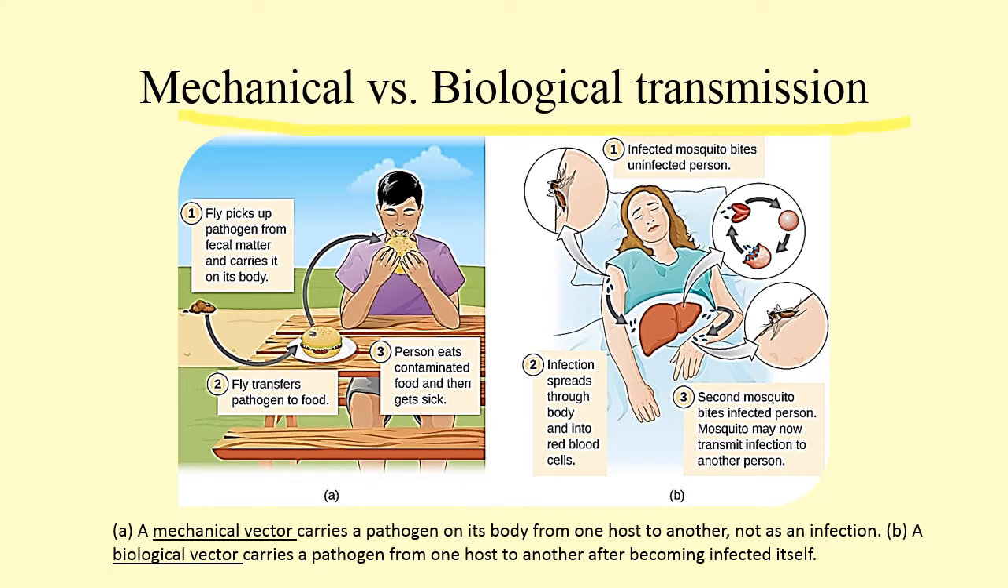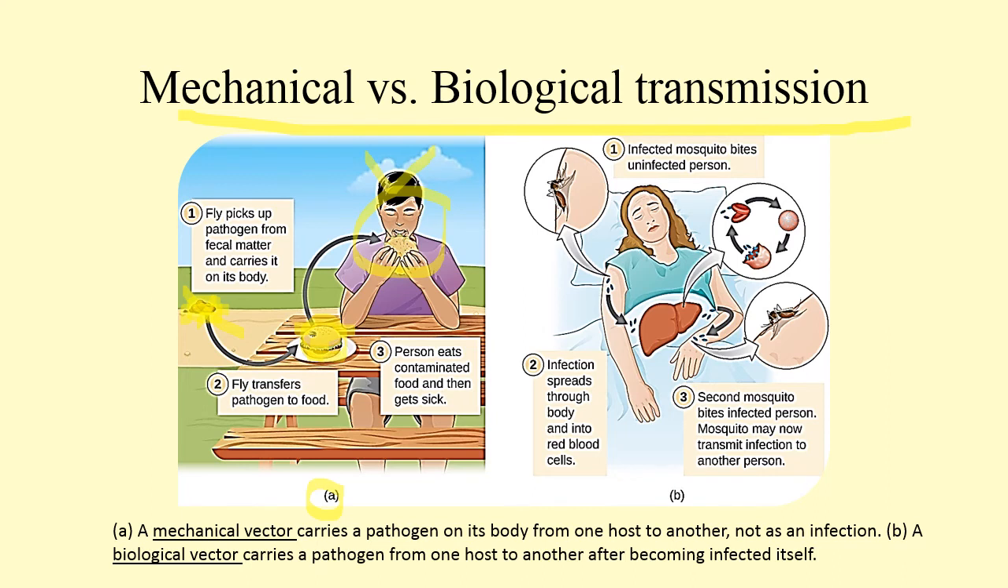Okay, this diagram shows the difference between mechanical and biological transmission. Let's look at the mechanical one. Say a fly sits on fecal material, which usually has pathogenic bacteria. After that, the fly sits on a burger, and this food gets contaminated with the pathogen found in the stool. When a healthy person eats the burger, he might end up getting the pathogen and then gets sick.